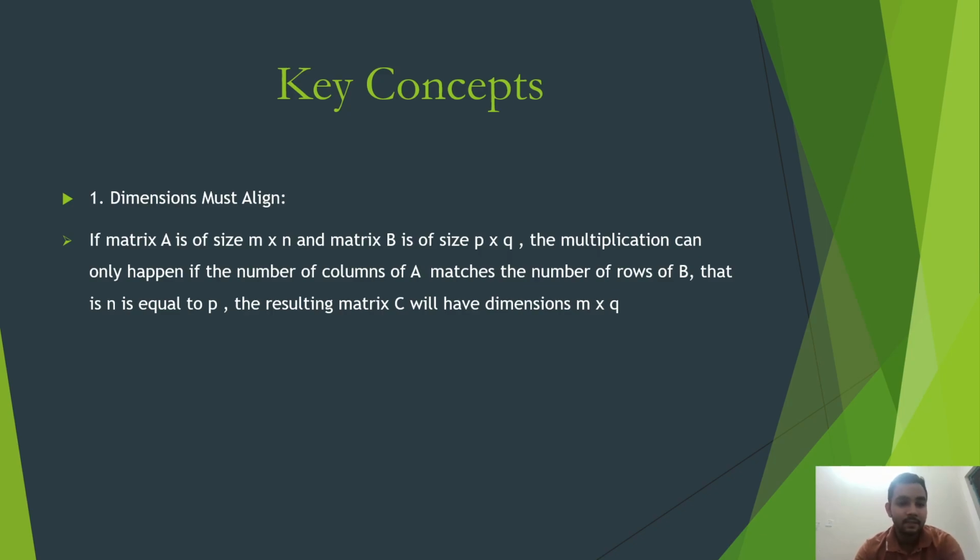For example, we have matrix A of size m cross n and matrix B of size p cross q. Then for matrix multiplication to happen, n should be equal to p, and the dimension of the resulting matrix C will be m cross q.